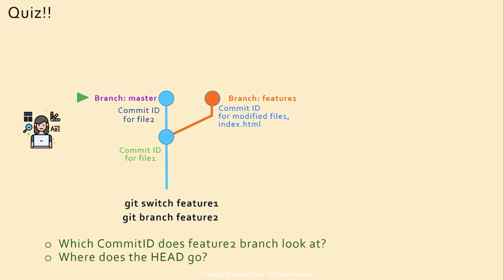Let's say the head is on the branch master and this is the current branch graph. Now if I run the command git switch feature 1 and then git branch feature 2, which commit ID, the blue one or the orange one, will the feature 2 branch look at, and where does the head go? Pause the video and think for a minute.